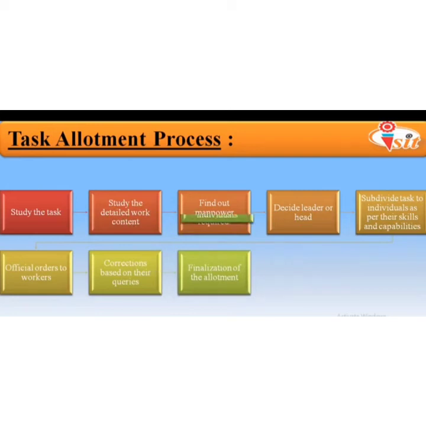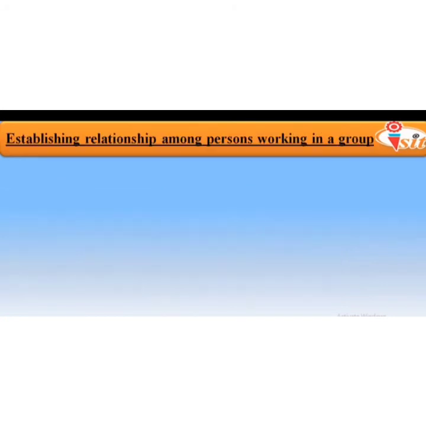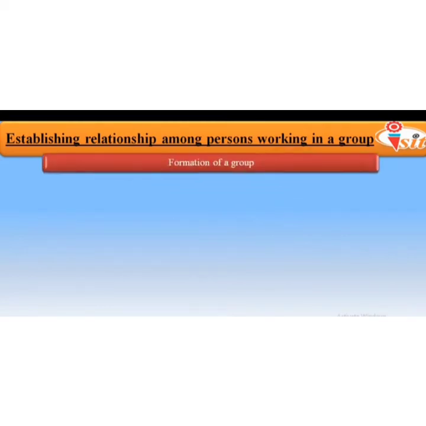So after finalization of this allotment work, the necessary authorities and the resources will be handed over to the individuals. So these are the steps which are to be followed while allotting the tasks to the workers. Now we will see how to establish a relationship among persons working in a group. For this you should go through all the steps that are given in this slide.